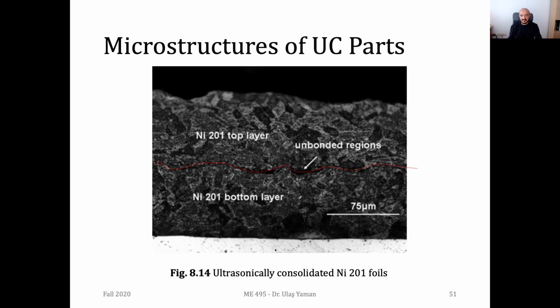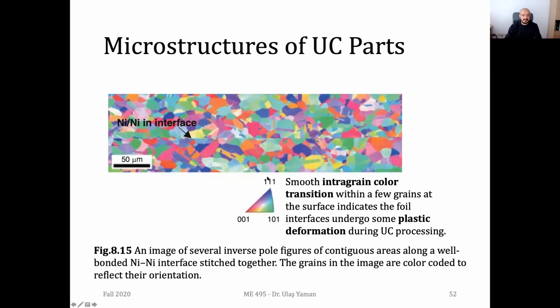And the problem here is that sometimes, depending again, as you know, on different parameters or oxides or other dust particles you have in between, you may have unbonded regions, and it can be clearly seen if you have a look at the microstructures. This is kind of a modeling. You can see the interface. So I'm once again here. So the interface between the nickel foils.